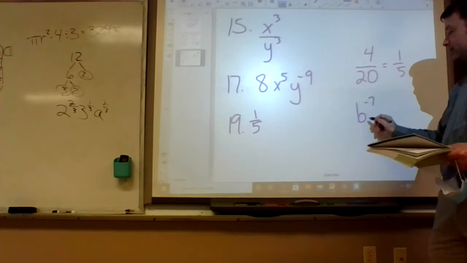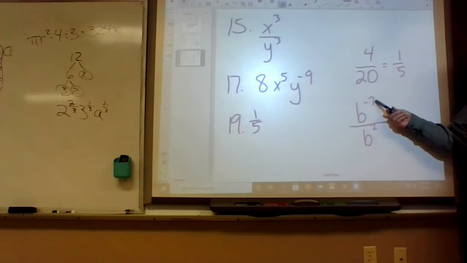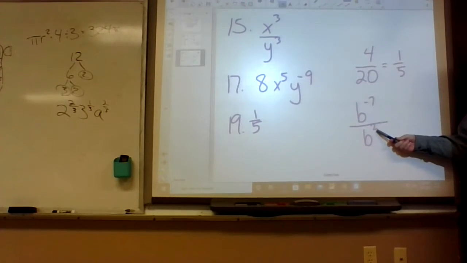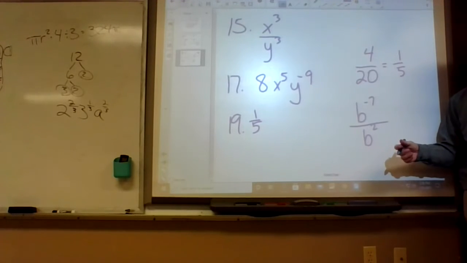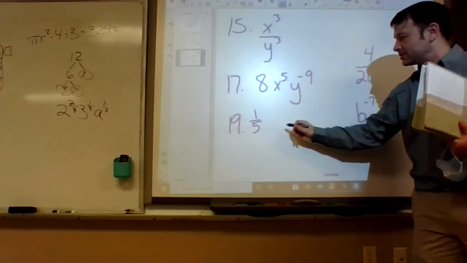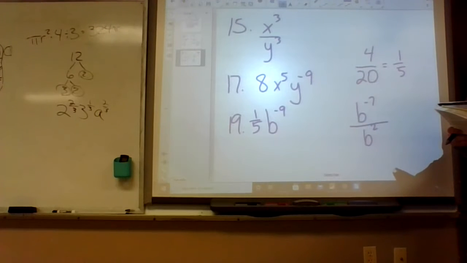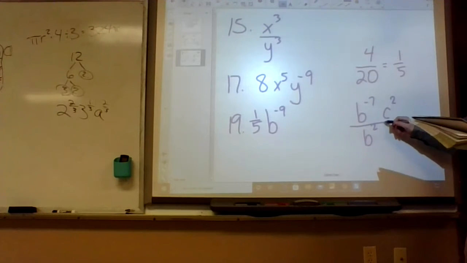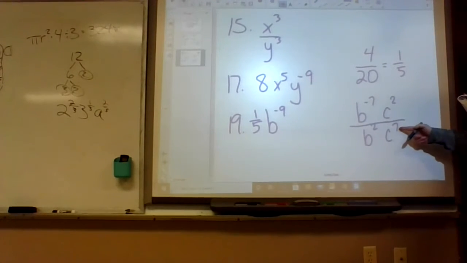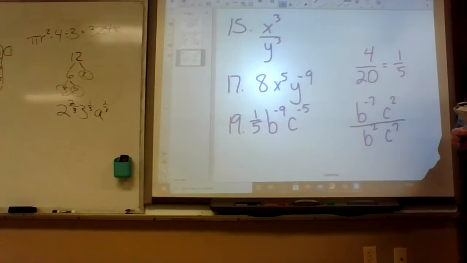B to the negative 7 divided by B squared. Okay, this will probably confuse us. So it's negative 7. Jasmine, what do you think? Negative 7 minus 2. Do you know what that would be? No, wrong way. It goes down even farther. So if you lose 7 and you lose 2 more, how many have you lost? 9. Okay. And then it's C to the 2 divided by C to the 7. So what's 2 minus 7? Negative 5. We did it. Yeah, that's the end of that one, isn't it?